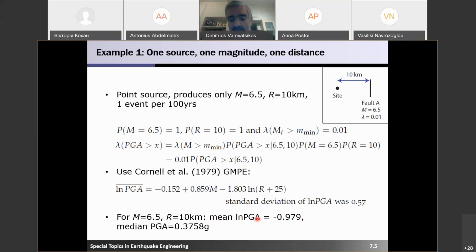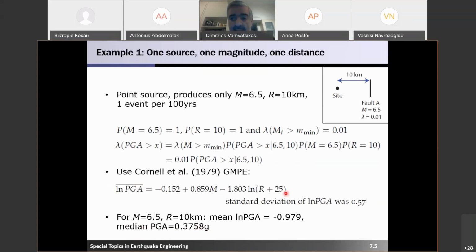And if you take out the log, it means that your median, remember, again, super important, the mean of the ln becomes the median when you take out the ln. Don't forget that. Please never say this is the mean PGA because you're going to be in super huge trouble. So your median PGA is 0.3758 G.